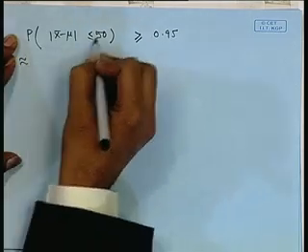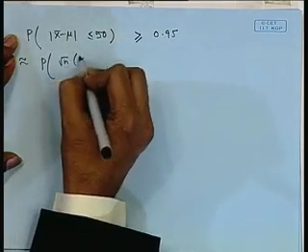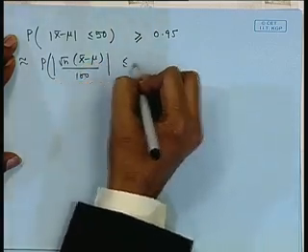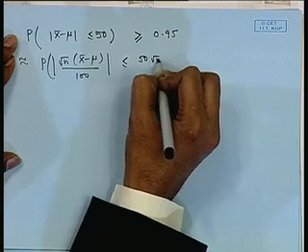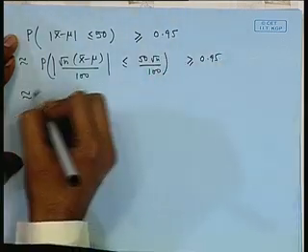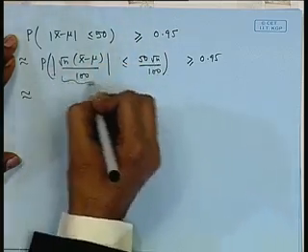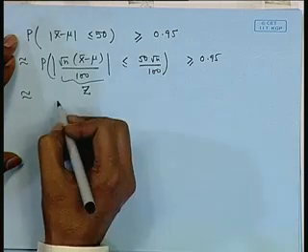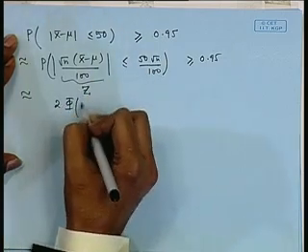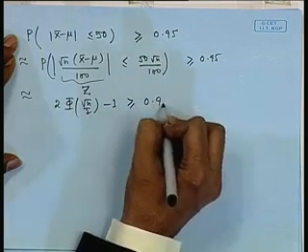So, we approximate this probability by making use of the central limit theorem. So, this is less than or equal to 50 root n by 100. This is approximately a standard normal random variable, so I can replace this variable by Z, where Z is a standard normal variable. So, this can be written in terms of the CDF, that is twice phi of root n by 2 minus 1 greater than or equal to 0.95.